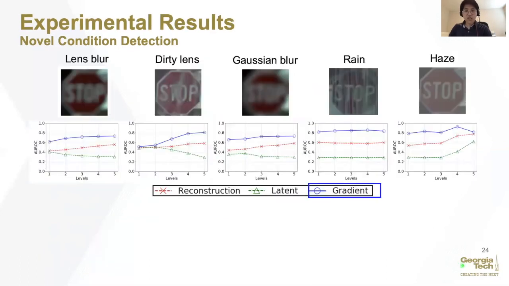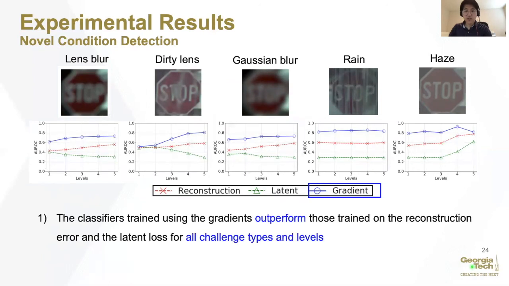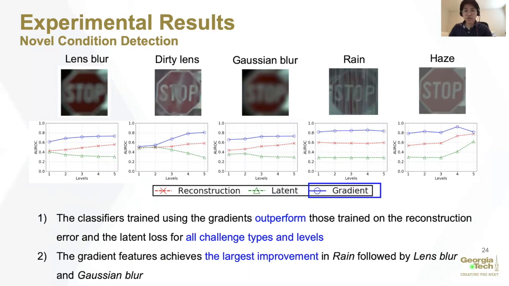We visualize the AUROC performance plot for each challenge type and challenge level. As shown in this plot, the classifier trained using the gradient outperformed those trained on reconstruction error and the latent loss for all challenge types and levels. Also, the gradient features achieved the largest improvement in rain, followed by lens blur and Gaussian blur. This shows that gradient features are effective not only for novel class detection, but also for novel condition detection.